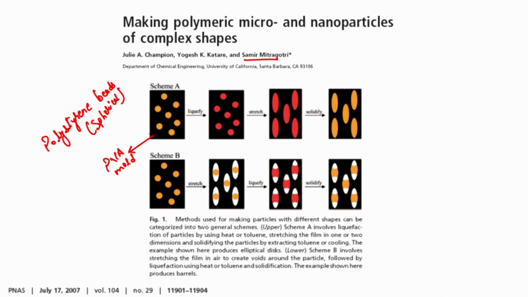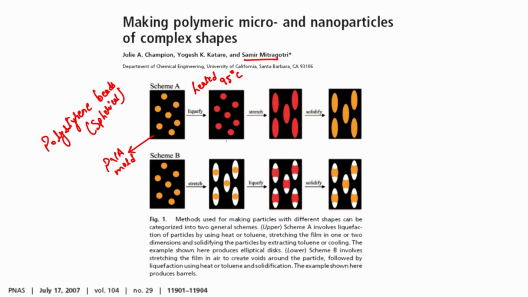And then they have heated it above the melting temperature of the polystyrene. So polystyrene, if you heat it up to, let us say, 95 degrees Celsius, will start to melt. So now you have a PVA mold, and in that PVA mold there are cavities which contain polystyrene in liquid form.